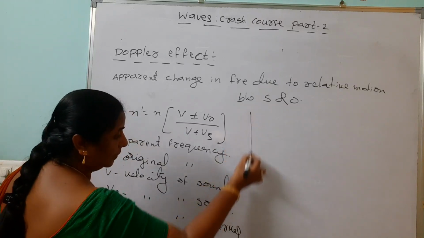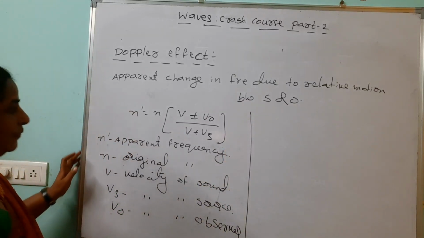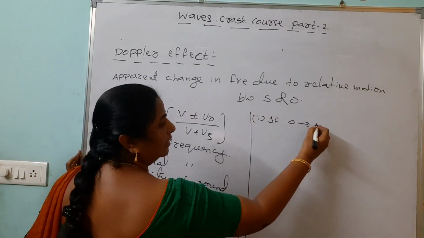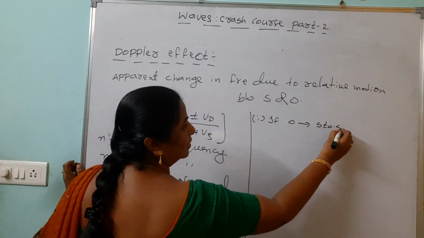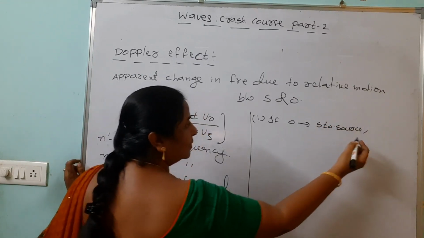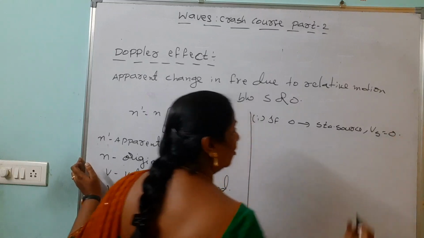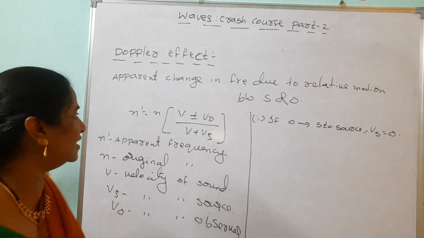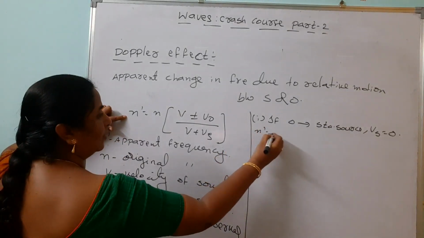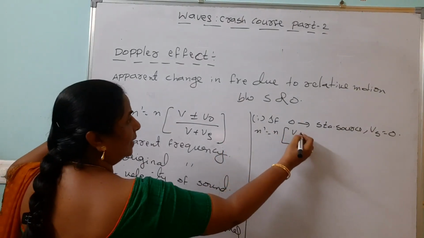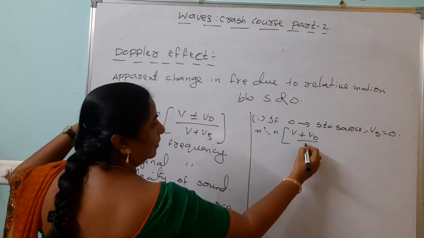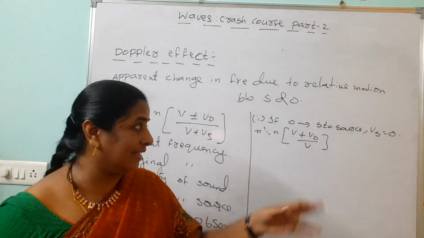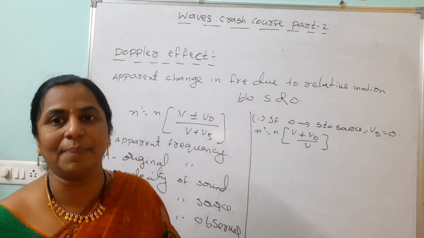Then look here, different applications we are getting. First one is, if the observer is moving towards the stationary source. Stationary source means the velocity of source Vs equals 0. That too, observer is moving towards the source, so N dash equals what we are getting? N into V plus V naught by V. Because whenever the observer is coming towards the source, the sound is increasing. So the numerator is more. We are taking the plus here.